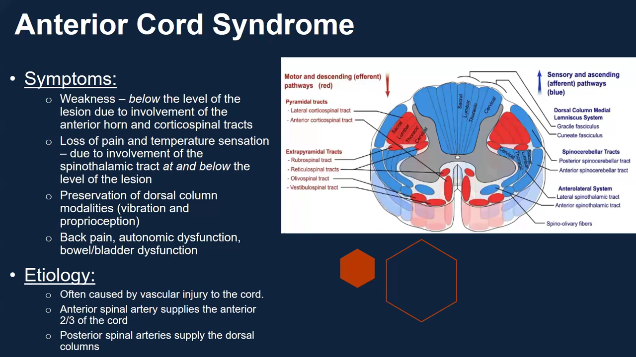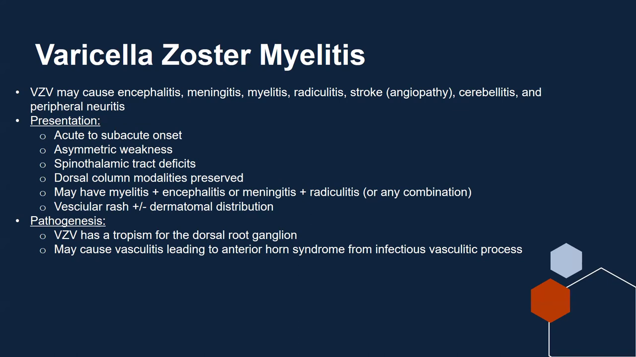So varicella zoster can cause multiple different types of CNS infections, including encephalitis, meningitis, cerebellitis, stroke, myelitis, and a peripheral neuritis. It's relatively uncommon for it to cause a myelitis, but more common for it to cause a cerebellitis or encephalitis. However, if it does cause a myelitis, it does have a disposition to affect the anterior cord, which causes an anterior cord syndrome. VZV myelitis can be seen as part of the primary infection, but can actually occur later in disease as part of the reactivation process.